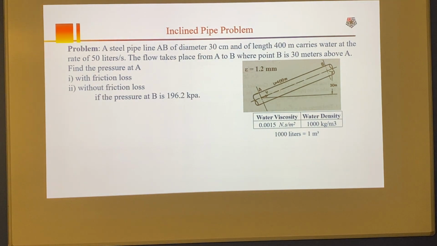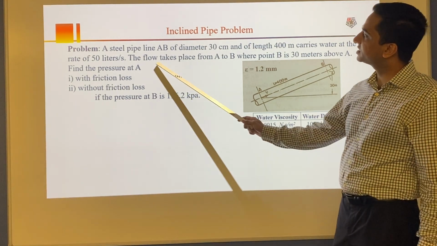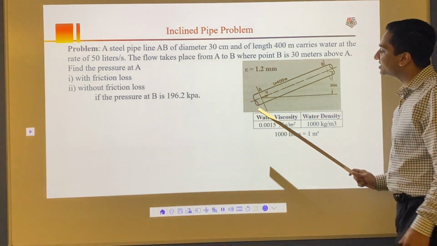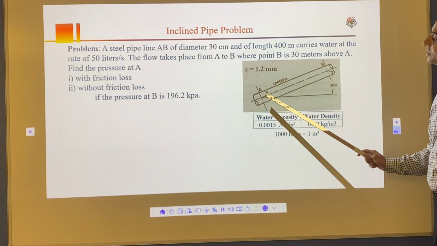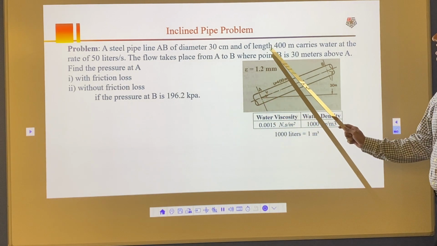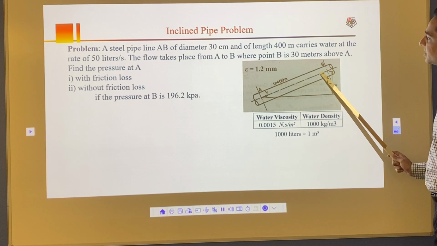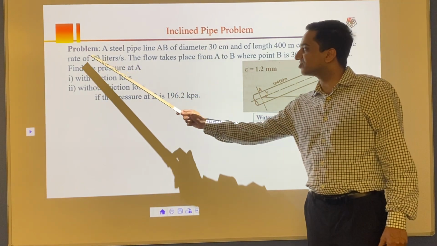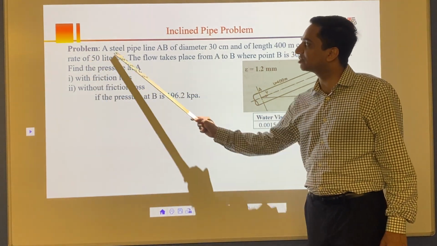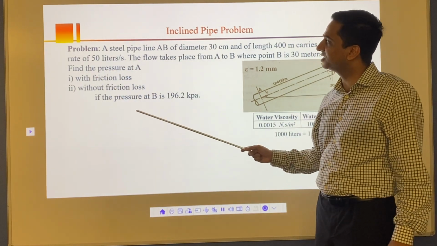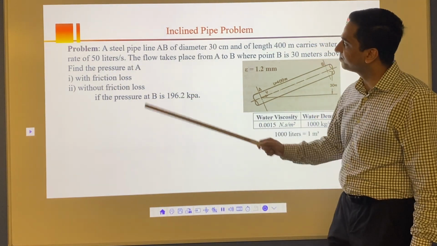In this problem, we have a steel pipe of diameter 30 centimeters and a total length of 400 meters, and it's carrying water. The flow rate is given as 50 liters per second. You have to convert that into meter cube per second, and then you can calculate velocity.